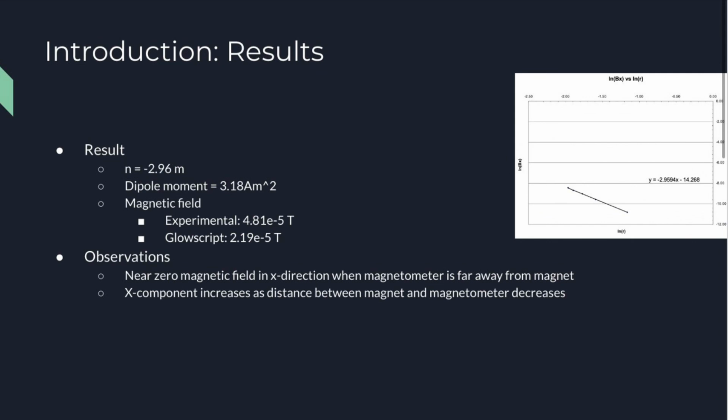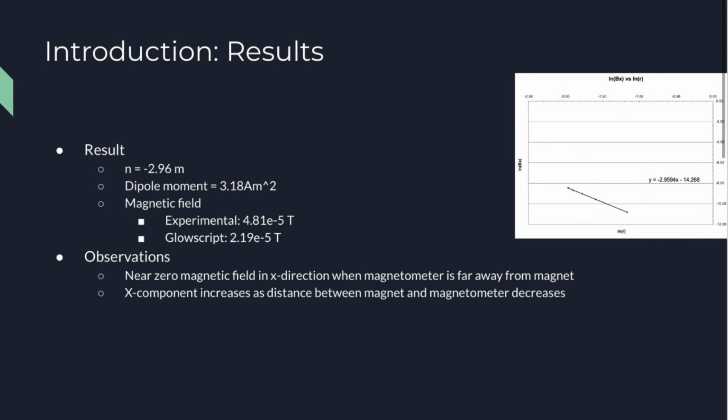Our results were that our n was equal to negative 2.96, and our dipole moment was equal to 3.18. We found that our magnetic field was equal to 4.81 times 10 to the negative fifth in our experimental setup, and 2.19 times 10 to the negative fifth in our GlowScript model, which showed that our GlowScript model produced a smaller amount of magnetic field than the actual amount.